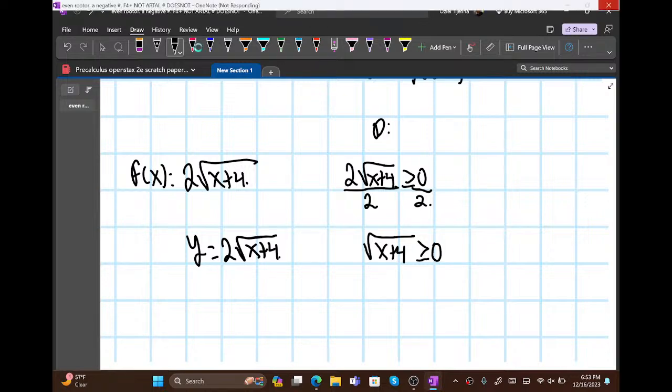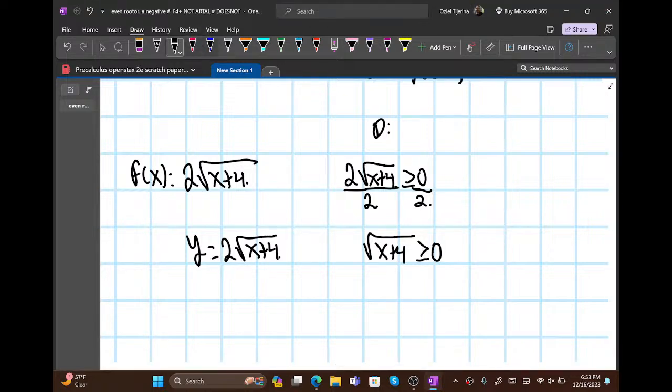I'm sorry, guys. I don't know why it keeps doing this. So then it's going to be x plus 4 greater than or equal to 0. We subtract 4 on both sides. And we know it's going to be x greater than or equal to negative 4.